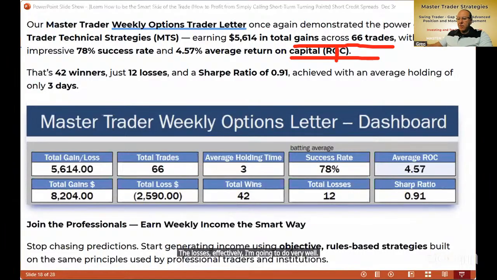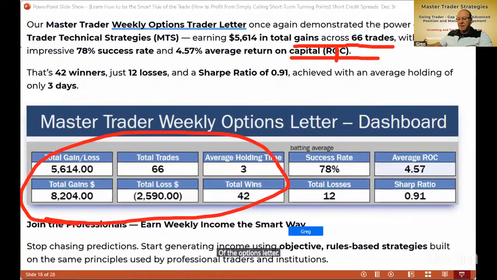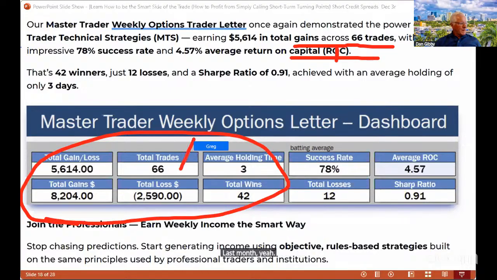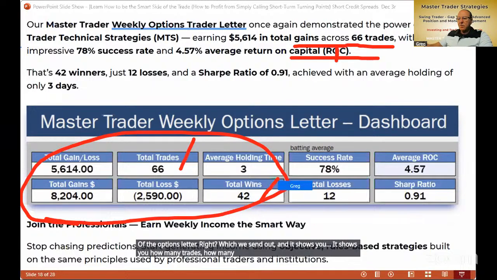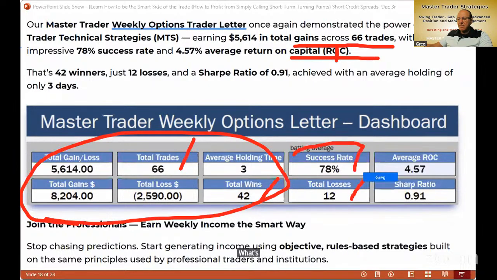And what Dan is showing you now is the results of the options letter, which we send out, from last month. It shows you how many trades, how many were winners, how many were losers, what's the batting success rate, or ratio, which is your batting average. And so total gains, total losses, and total gain or loss. There's the proof of what I just said, is what we're doing now.